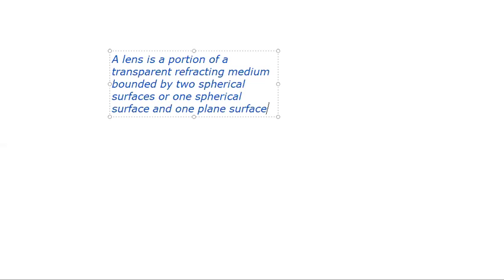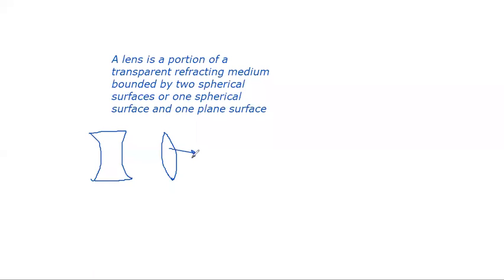Okay. So now the different types of lens. Lenses are either concave or convex. A concave lens is like this, and convex lenses are like this. There are different types of concave and convex lenses also. First, the different types of convex lens.